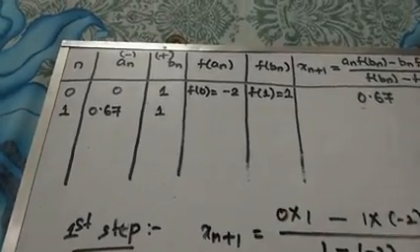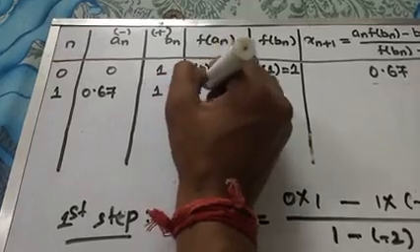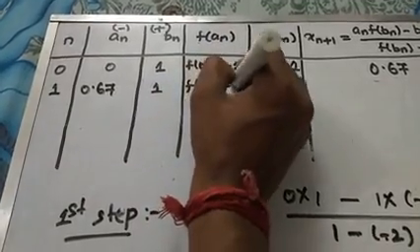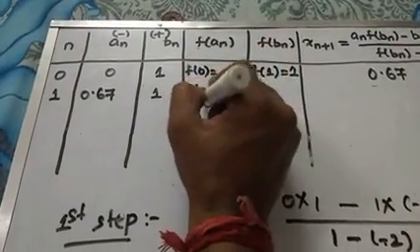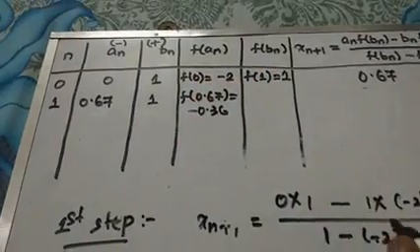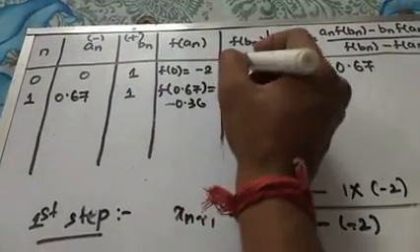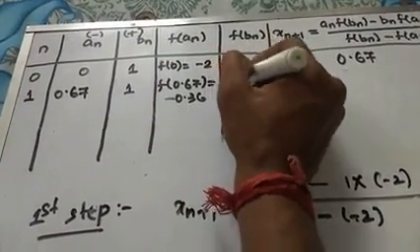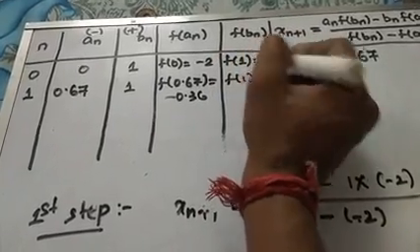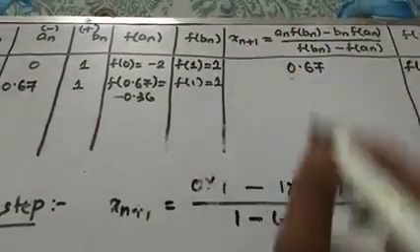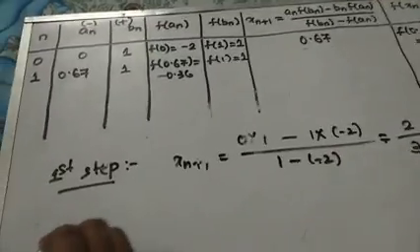Now again we have to find the functional value, that means f of 0.67, and that value is minus 0.36. Okay, and again the functional value for bn will be the same, f of 1, that is 1. This will remain the same. Then again we have to find xn plus 1.